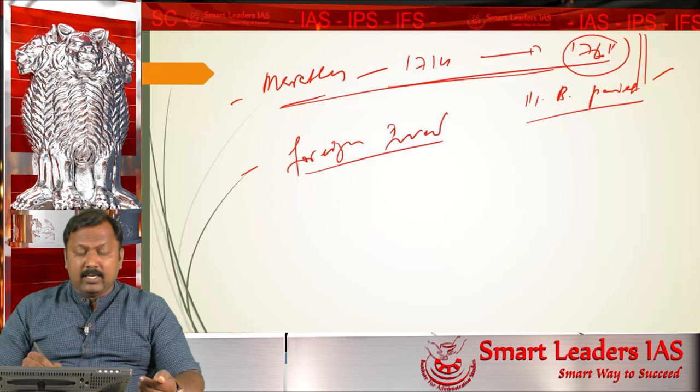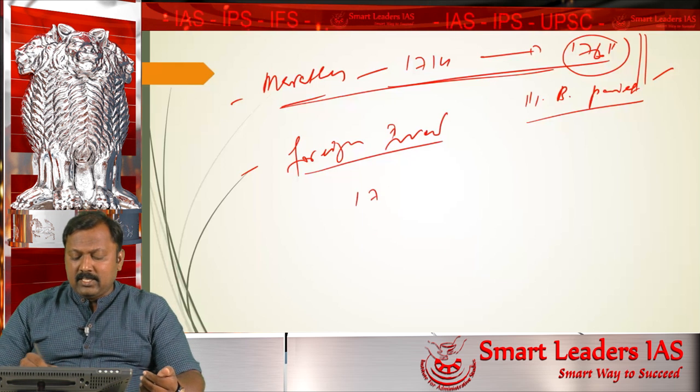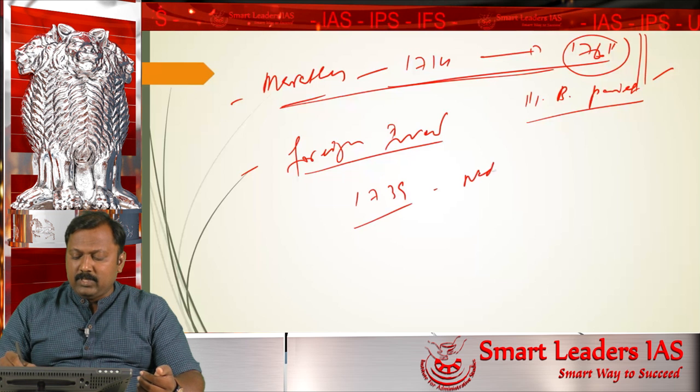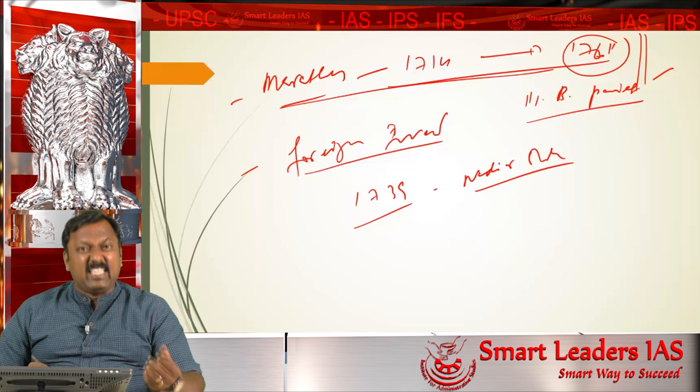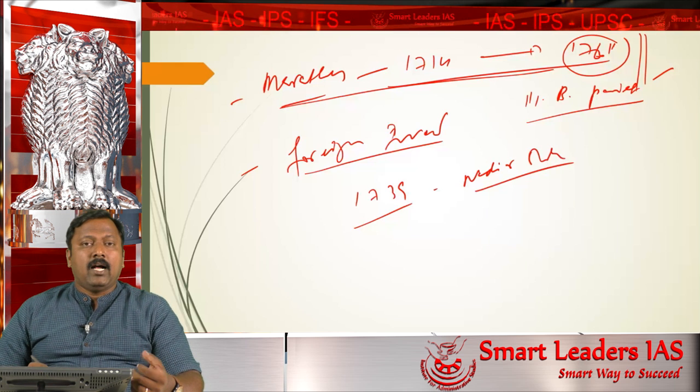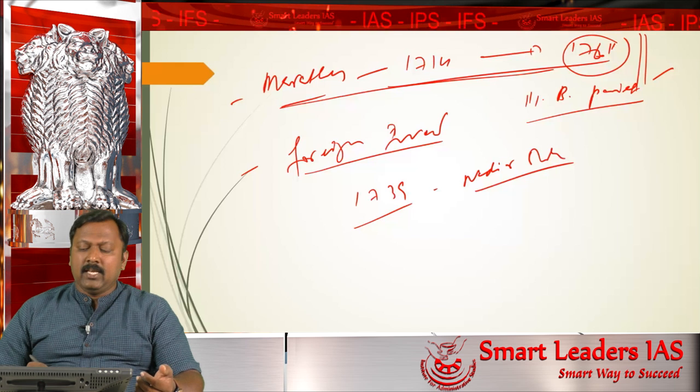Foreigners visited India, namely one foreigner in the year 1739, whose name happens to be Nadir Shah. Nadir Shah visited India in the year 1739. He invaded India in the year 1739, looted the whole of Delhi, and returned.